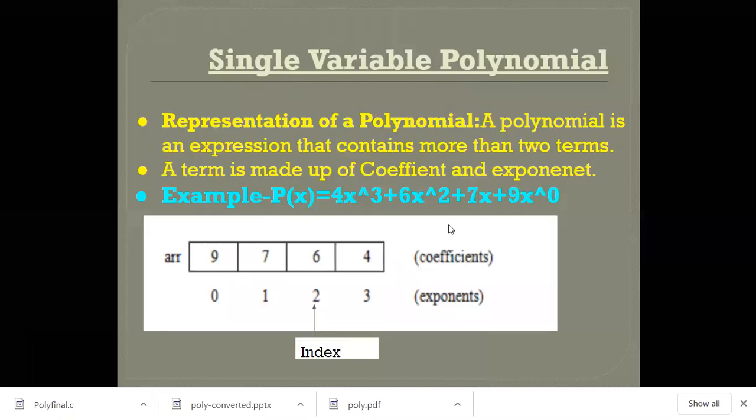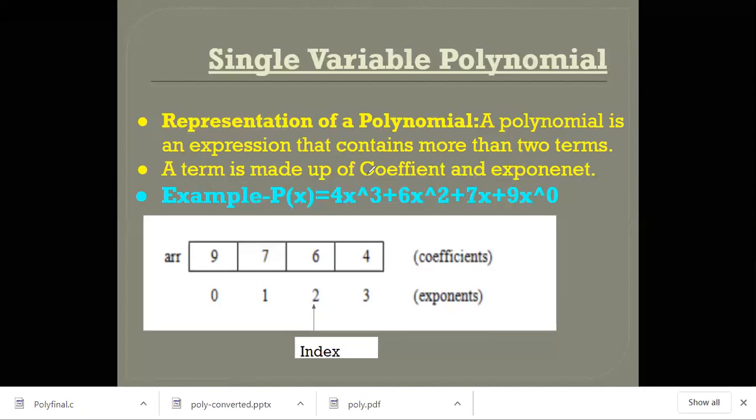A polynomial is an expression that contains more than two terms. One expression is given in which the representation of polynomial has more than two terms. You know that this is a mathematical term; you have seen how the polynomial is represented. The term is made up of coefficient and exponent. These are two important factors as far as polynomial is concerned. The coefficient and exponent are very important.